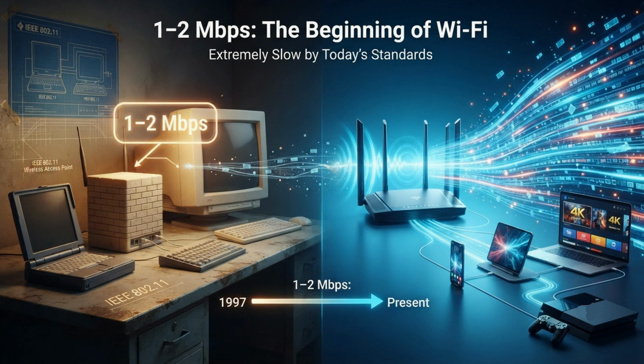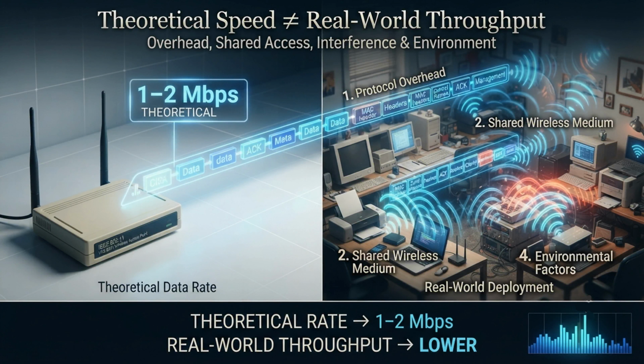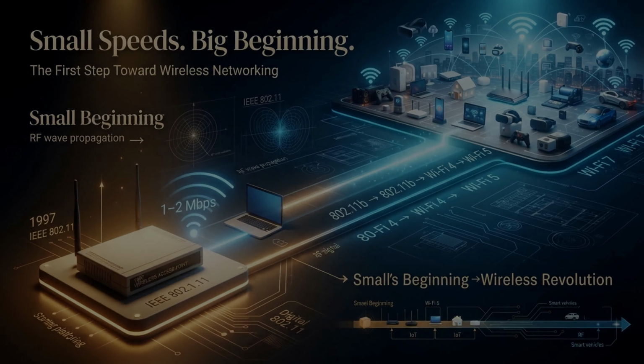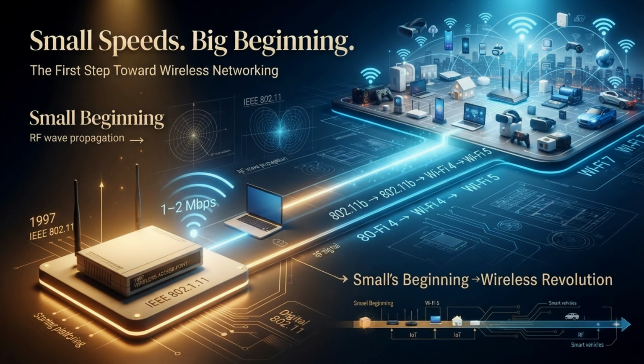Data rates. Compared to today's standards, the original Wi-Fi was extremely slow. It supported maximum theoretical data rates of only 1 megabit per second and 2 megabits per second. In real-world deployments, users typically experience even lower throughput due to protocol overhead, shared access to the wireless medium, interference and other environmental factors. While these speeds may seem tiny today, they were an important first step toward wireless networking.